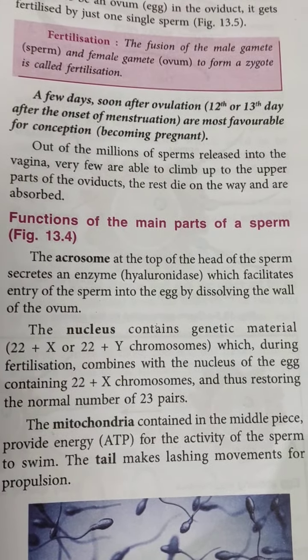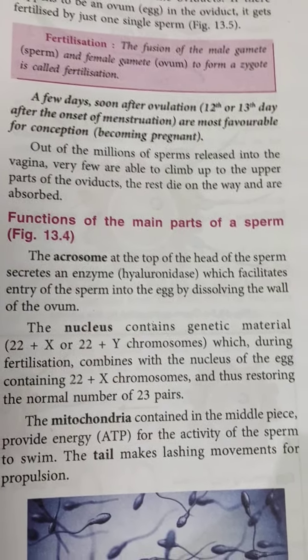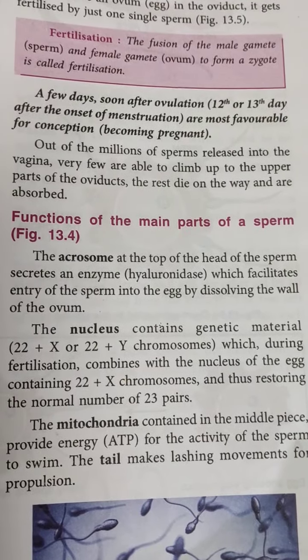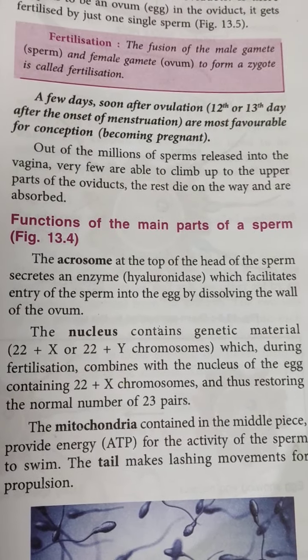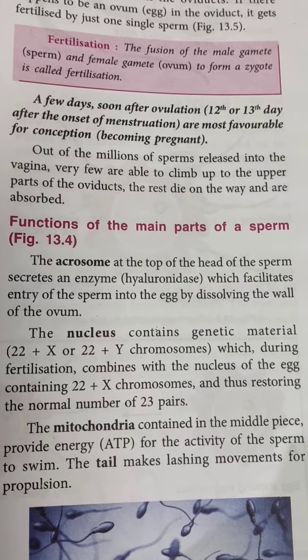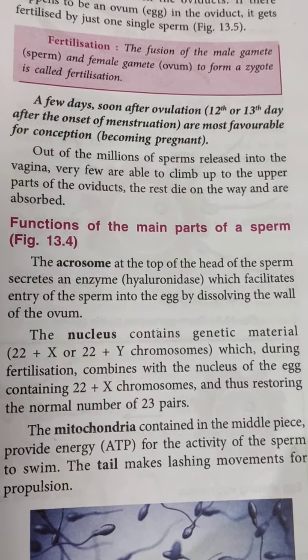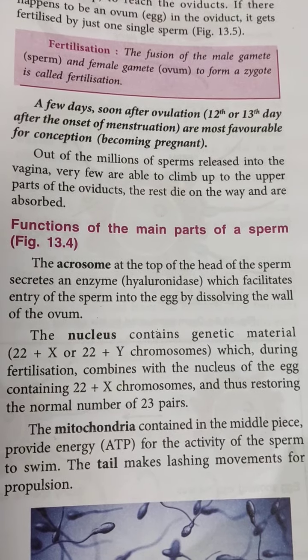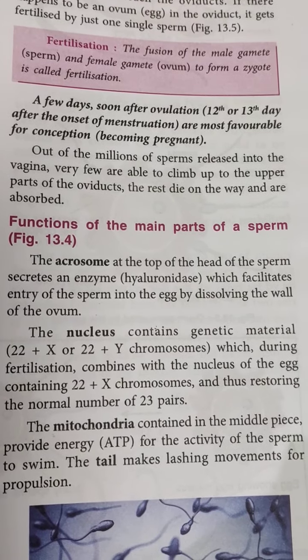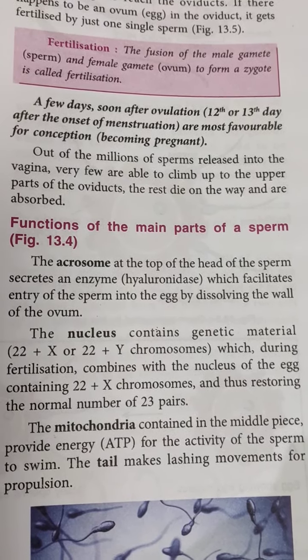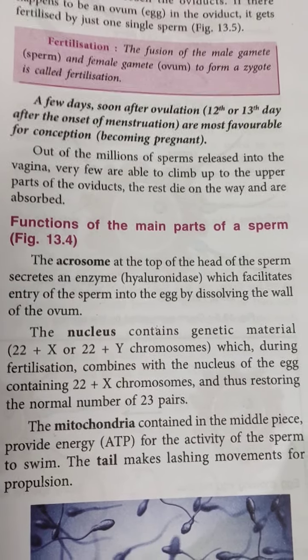First, you see there is a head portion. I'll come to the diagram. There is a head portion which we call as acrosome at the top of the head of the sperm, which consists of an enzyme, hyaluronidase. This hyaluronidase is secreted to facilitate entry of the sperm into the egg by dissolving the wall of the ovum.